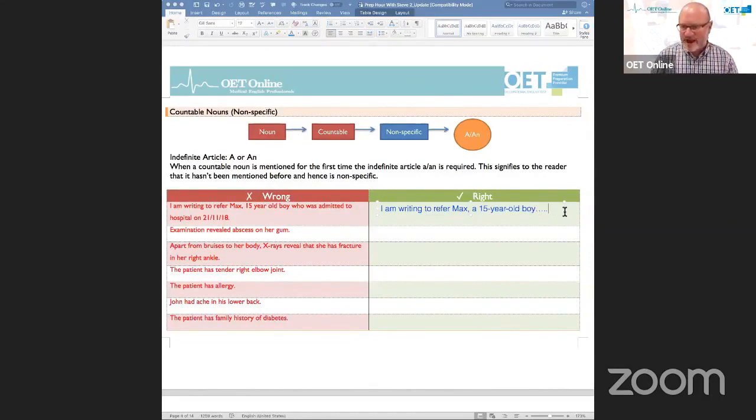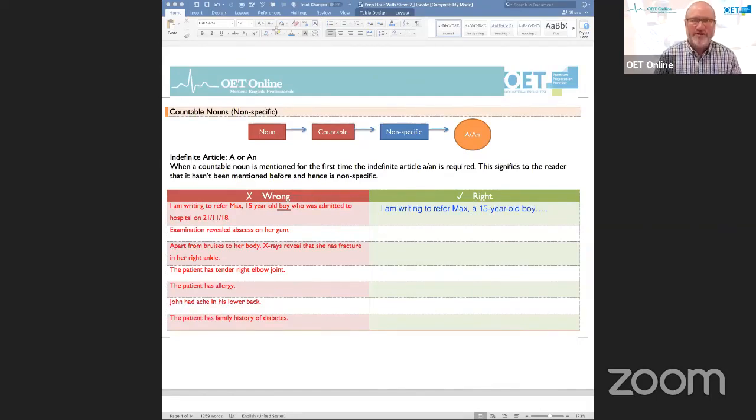What is the noun that's countable here? So we know we've got to put the article. Which is the noun that's countable? Which is the noun that's countable here? Eva, well done, Eva. It's boy. That's right. So that's the one we're looking for there. Well done. All right. So that's our countable noun. What about the next one?